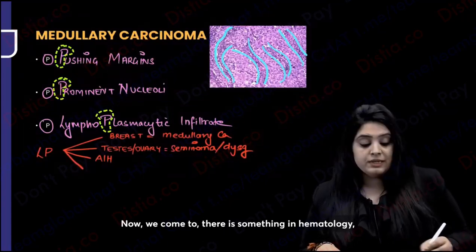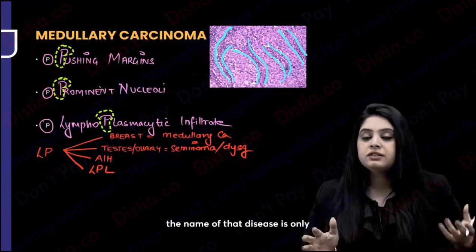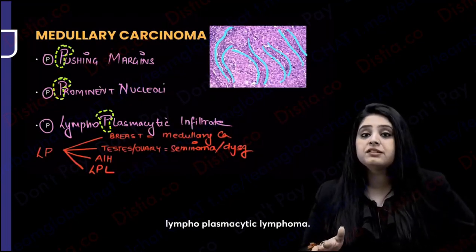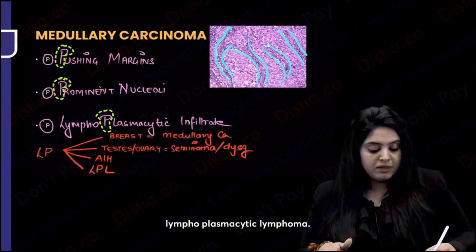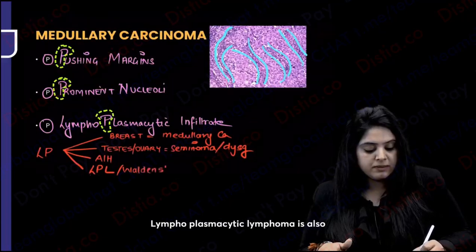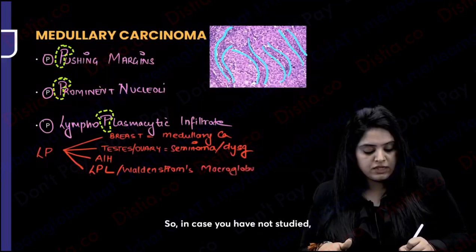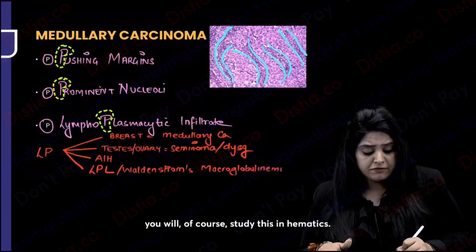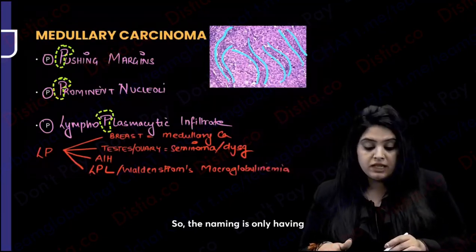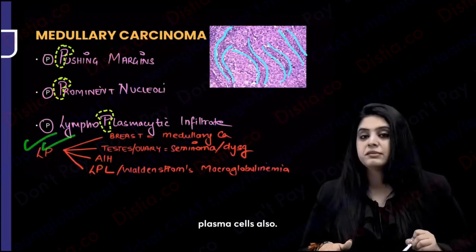Now we come to something in hematology. The name of that disease is only lymphoplasmacytic lymphoma. And what is it also known as? Lymphoplasmacytic lymphoma is also known as Waldenstrom's macroglobulinemia. In case you've not studied, you will of course study this in hematology. The naming is only having lympho and plasmacytes in it, so they will show you lymphocytes also, plasma cells also.